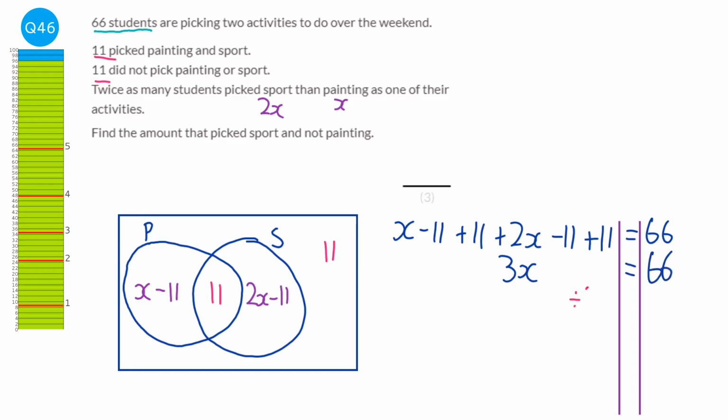We're going to divide that by 3 both sides. So we've got x equals 22. So if we go back to our Venn diagram now, we can fill in the blanks. So instead of x minus 11 there, we've got 22 take away 11, which is just 11. Instead of 2x minus 11 there, we've got 22 times 2, which is 44, take away 11, which will be 33. So it says, find the amount that picked sport and not painting, which is this 33 here.